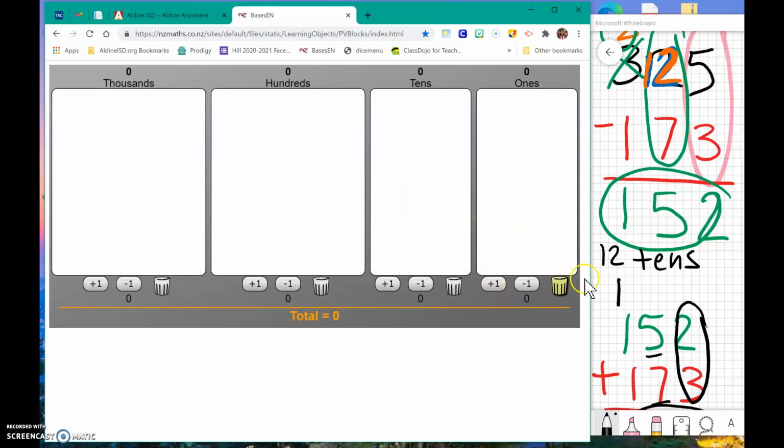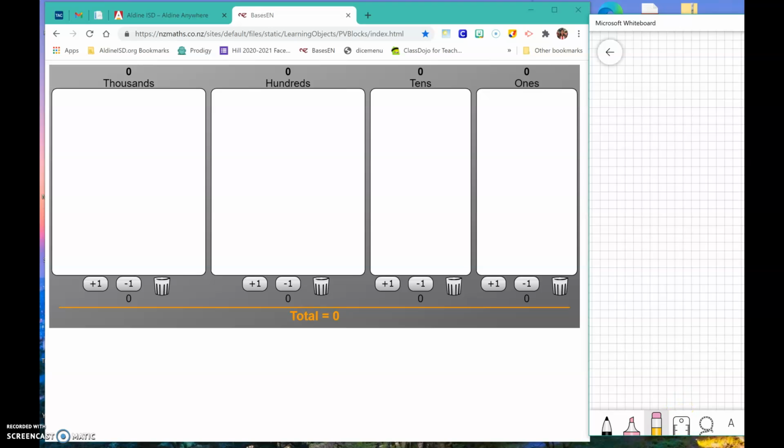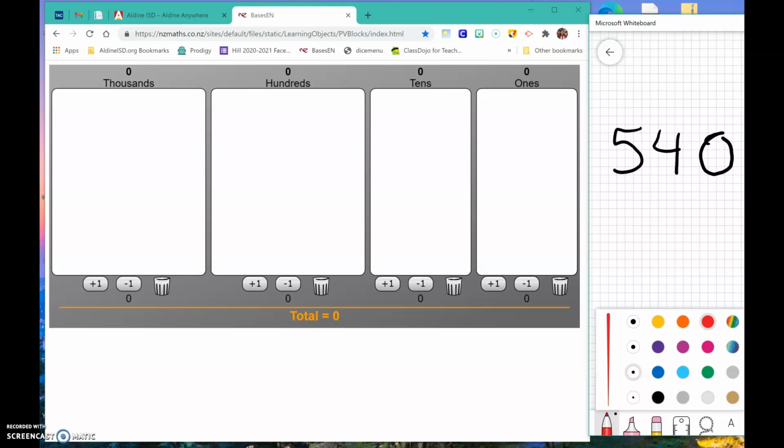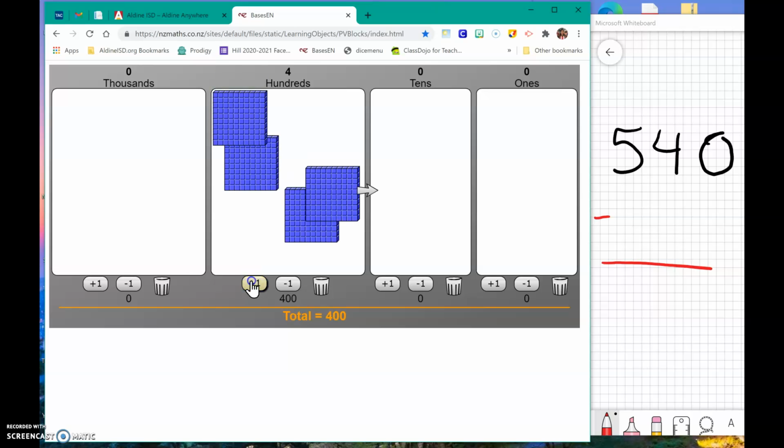Okay, so I'm going to do one more. And let's say I'm also going to regroup the ones this time. Okay, I actually regroup the tens to make my ones. So let's say I start with a number 540. Okay, we're gonna start working with that zero. So first I need to draw what I have. Okay, so I have 500 and I have 40, 4 tens.